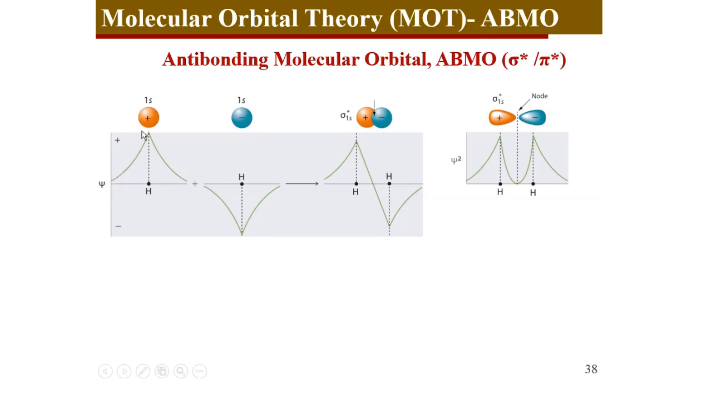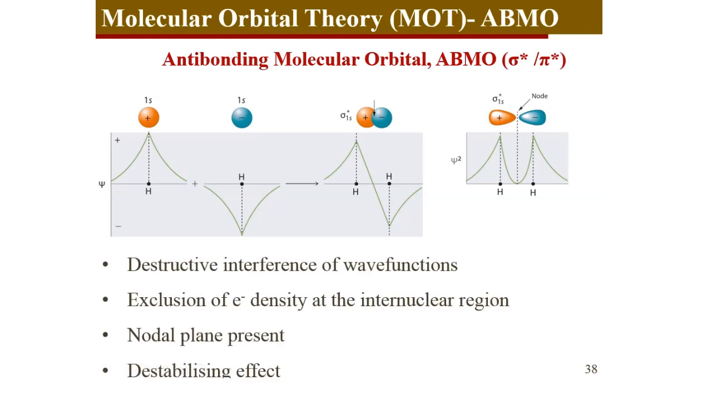Here you can see the first 1s orbital wave function gets subtracted, or superposed in a negative, destructive way, or out of phase overlapping occurs, to get a new orbital, sigma star 1s. And you see the center position between the two nuclei has zero electron density. That is, there is a node. There is a nodal plane in the resultant molecular orbital, and it has a destabilizing effect because in the middle there is no electron density.